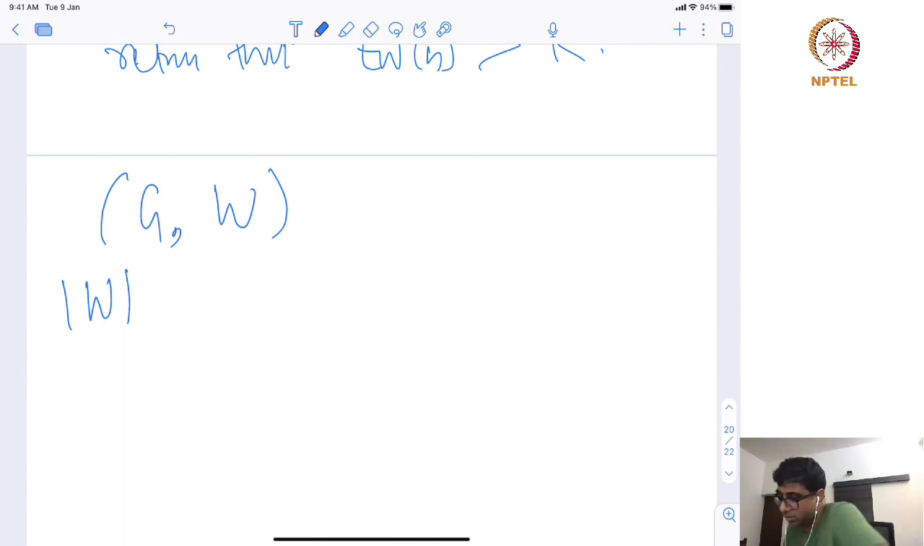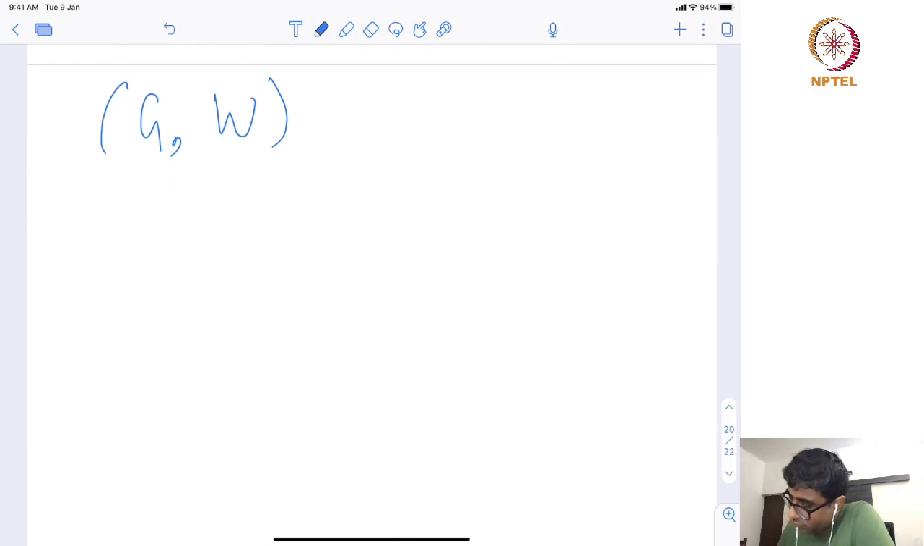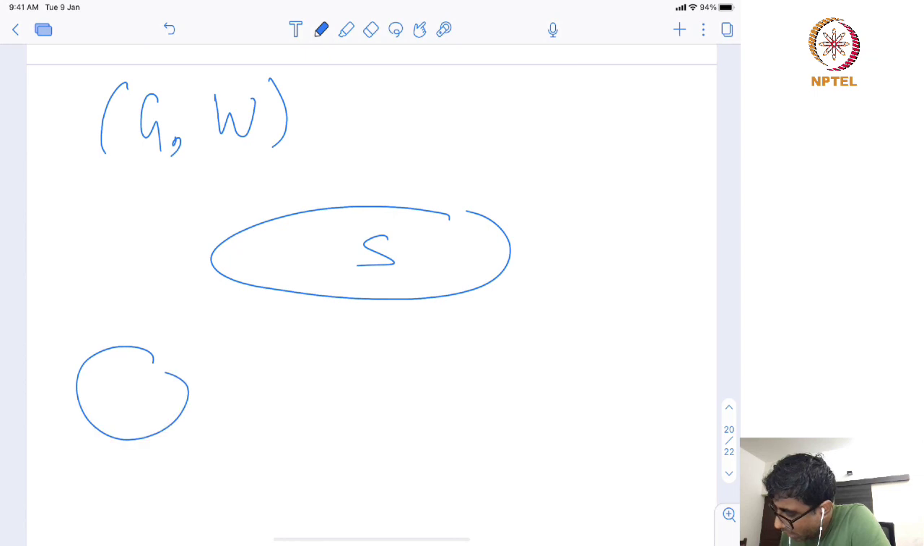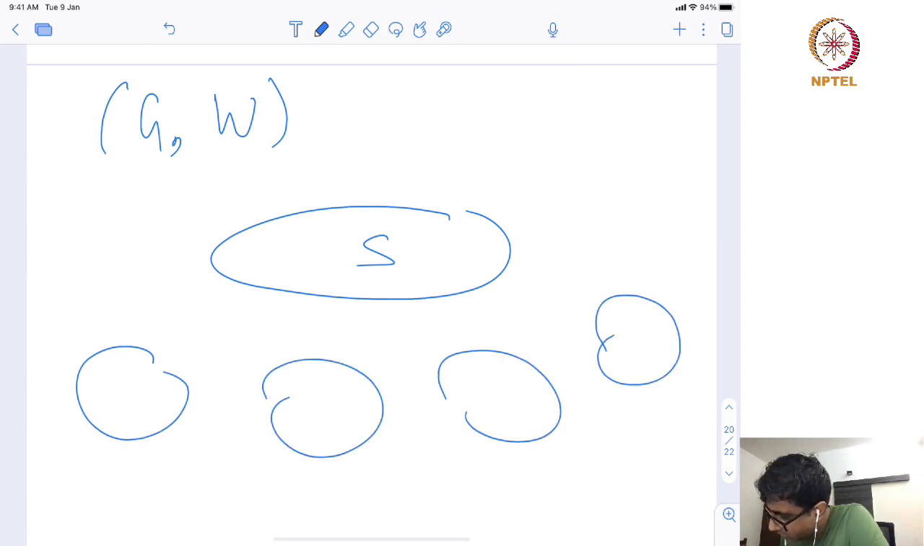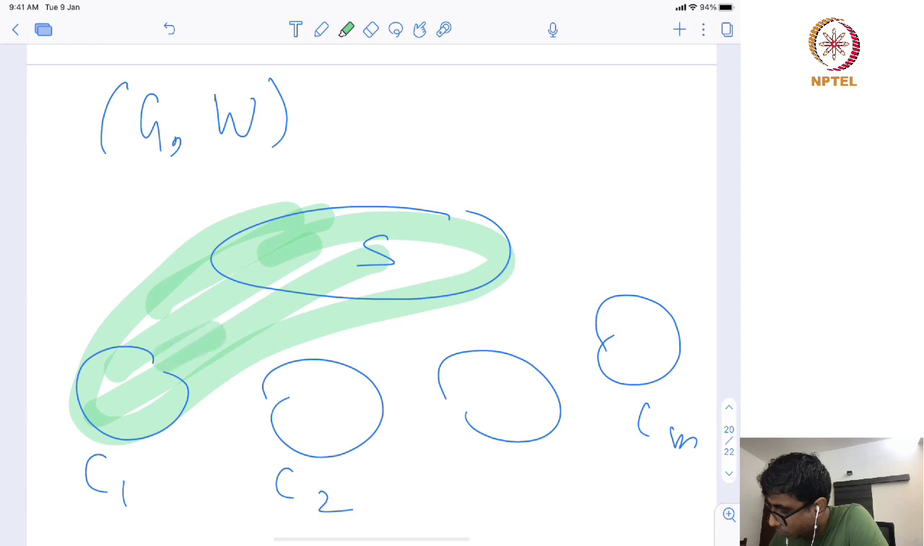Okay, let's see how much we are able to fix this time. So, where did we use the fact? If you recall correctly, given this W, we found a separator S, and we had these connected components C1, C2, Cm, and this is the part where you recursively go compute.